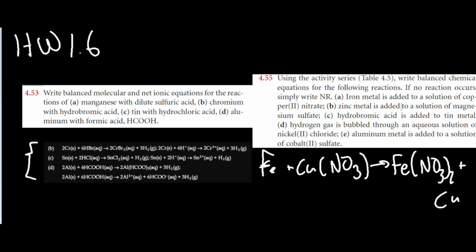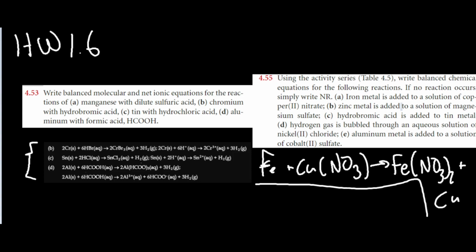All right, 55. Using the activity series, write balanced chemical equations for the following reactions. If no reaction occurs, simply write NR. So here I have the equation for A. So we have iron metal, which is in its base form, so it has a charge of 0. And copper nitrate. Copper here will have a negative charge. Sorry, it'll have a positive charge.